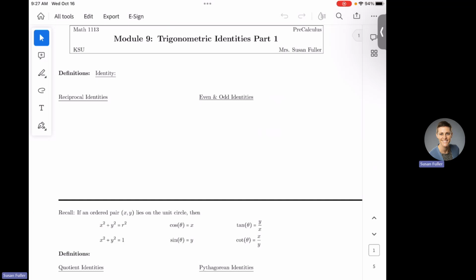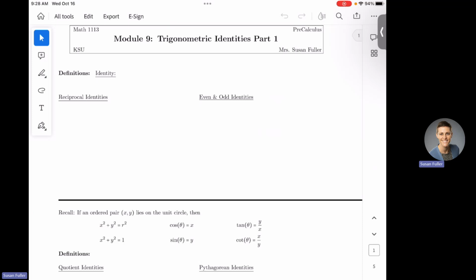This is the first part of a trigonometric identities section. Module 10 will be our second part. And there are only 2 parts, so that's the good news. But we're going to start coming up with trigonometric identities. Now, before we get into our trigonometric identities, I want to tell you what an identity is.